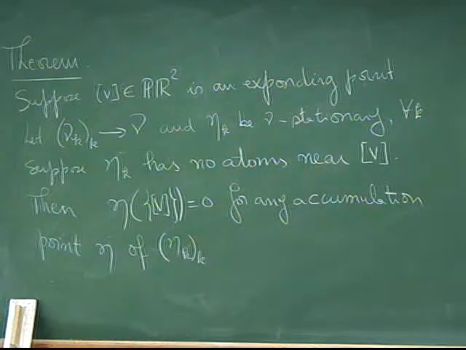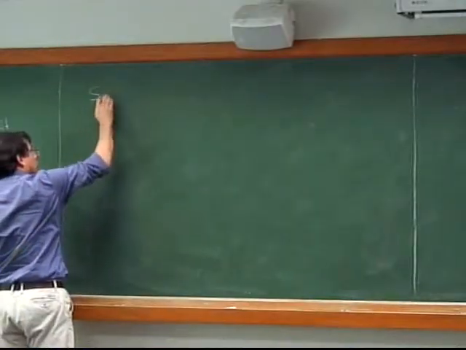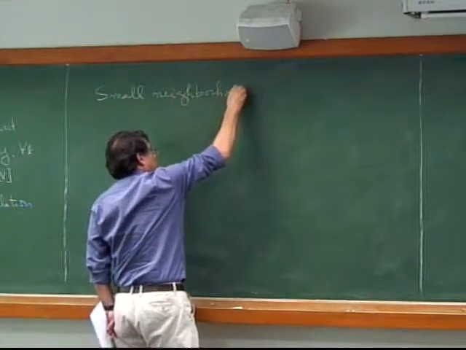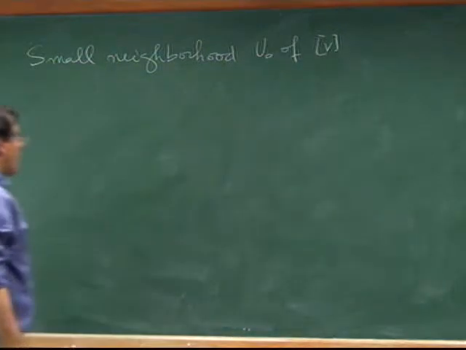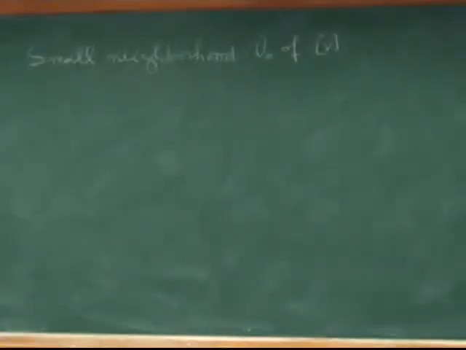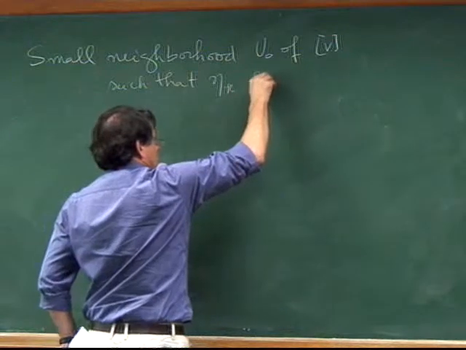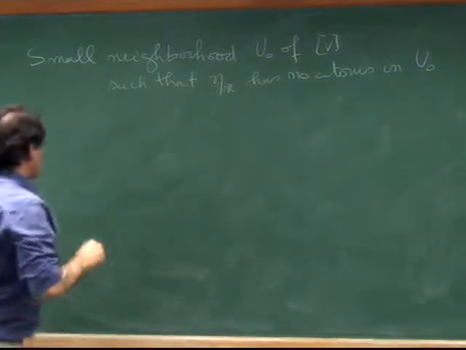And in order to prove this, we took a small neighborhood U0 of V. Last time I was assuming that eta k has no atoms at all, but in fact the only thing I need is that it doesn't have atoms near V. So this is a small neighborhood such that eta k has no atoms in U0.